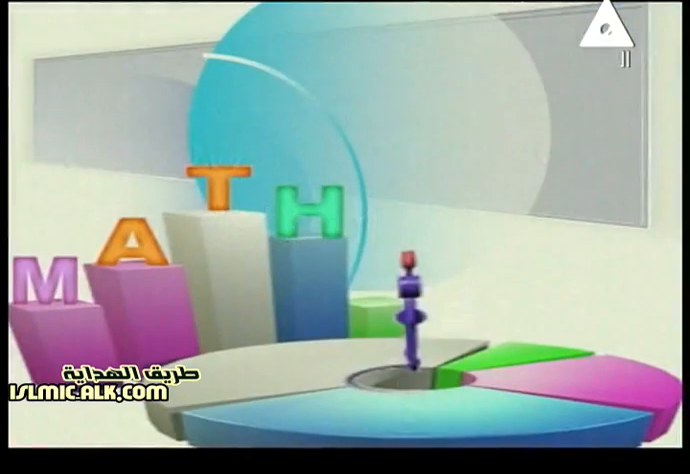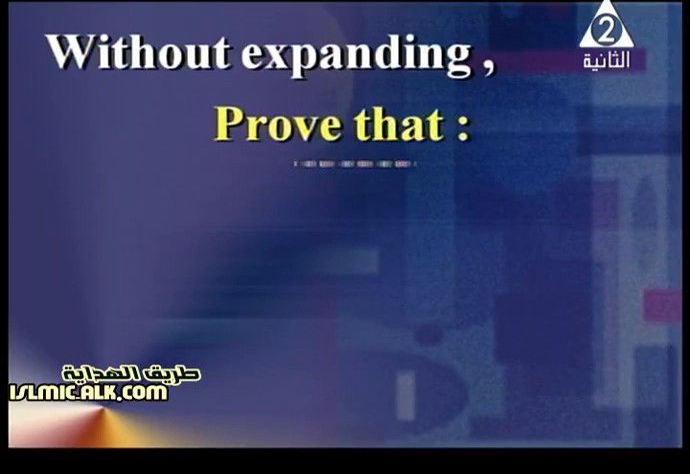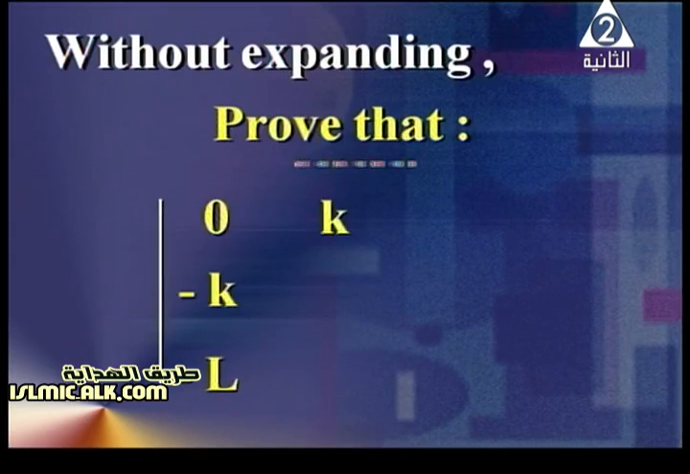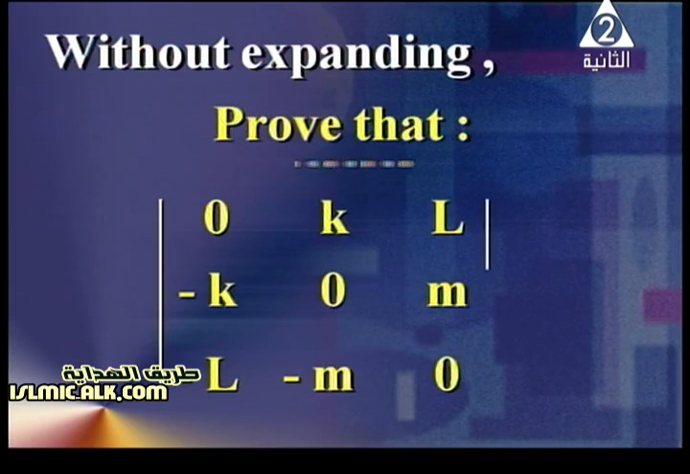Dear student, look at the first example. Without expanding, prove that the determinant has 3 rows and 3 columns. The first row is 0, K, L; the second row is negative K, 0, M; the third row is negative L, negative M, 0; and it equals 0.